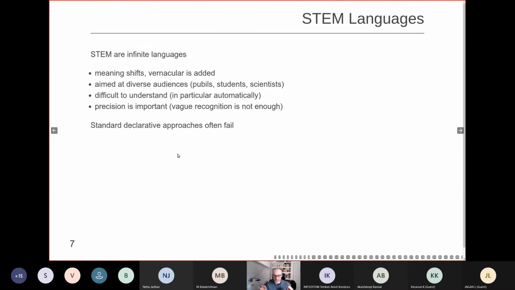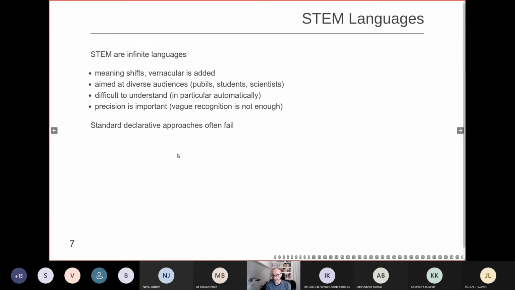They are in principle infinite languages. That means that not only does the vernacular shift and is being extended on a daily basis, but it also means that it's aimed at various audiences. So I can change the language depending on whether I want to talk to pupils in primary education, whether I want to talk to students, or whether I want to talk among scientists who really know everything about the language they're using. And as a consequence, you can't really build dictionaries for these languages.